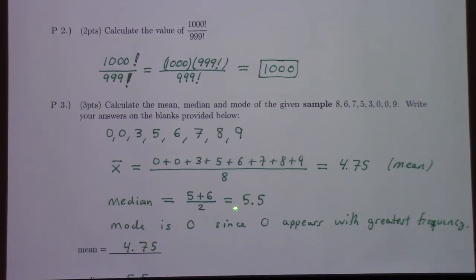mean. The median would be the number in the middle, but this is an even list of numbers, so what you got to do is calculate the average of the middle two numbers, which is 5 and 6. We get 5.5 for the median. The mode is 0, since 0 is repeated twice and nothing else is repeated with greater or equal frequency.